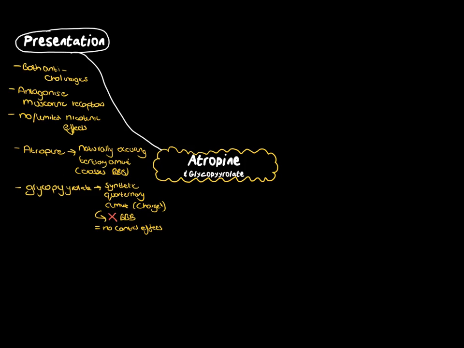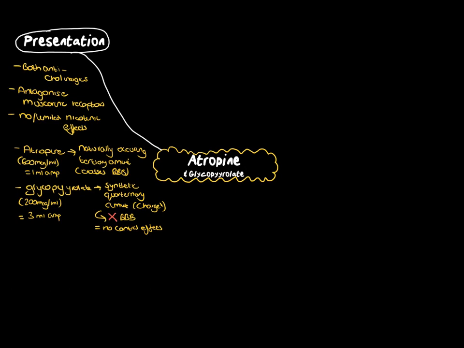When we think about the presentation of both drugs, atropine is a clear solution. It comes in 600 micrograms per ml and the ampule size is 1 ml. Glycopyrrolate comes in a 200 microgram per ml mixture, and that classically comes in a 3 ml ampule. Atropine is a racemic mix, however the only active isomer is l-atropine.